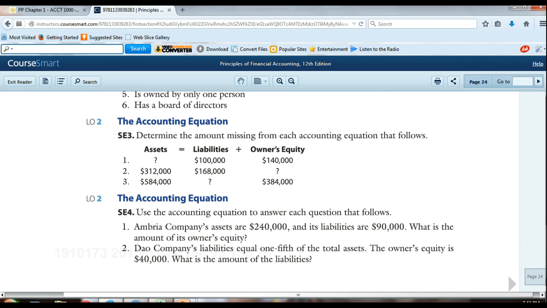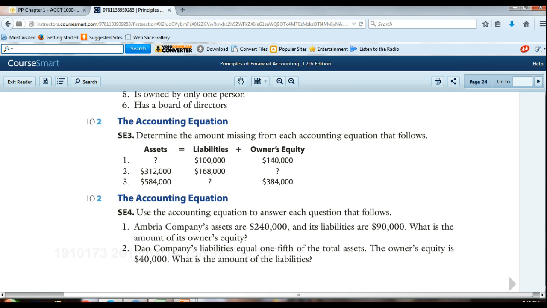This one says, SE3, determine the amounts missing from each accounting equation that follows. Assets equal liabilities plus owner's equity. Number one, we don't know our assets, but we know our liabilities, 100,000, and our owner's equity of 140. How are we going to figure out our assets, guys? Add the two together. Awesome. So the assets would be 240.